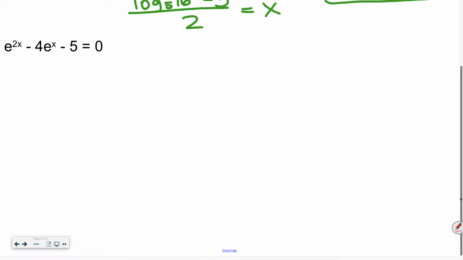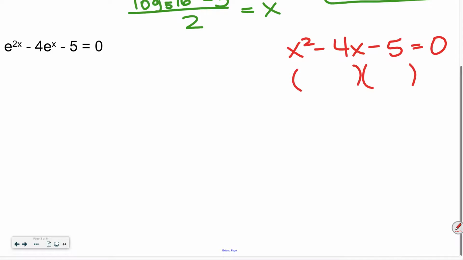Okay, so let me ask you this. If I ask you for x squared minus 4x minus 5, you would tell me that this factors to x minus 5 and x plus 1? Okay, well look over here. What's e to the x squared? E to the x times e to the x. We add the exponents, e to the 2x.